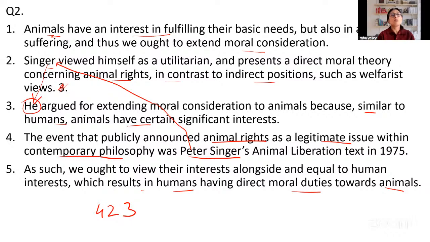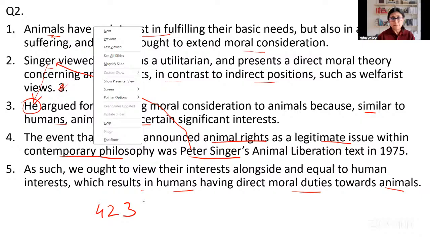Sentence 3 goes on to explain the core of Singer's argument. क्या कहना चाह रहा है वो? That, what is that? What is the core? That animals, like humans, have significant interests and deserve moral considerations. As in, you cannot beat them up, you cannot keep them hungry, you cannot keep them tied up, right? So, he goes on to explain the core argument, which is sentence number 3. And then now look at sentence number 5.